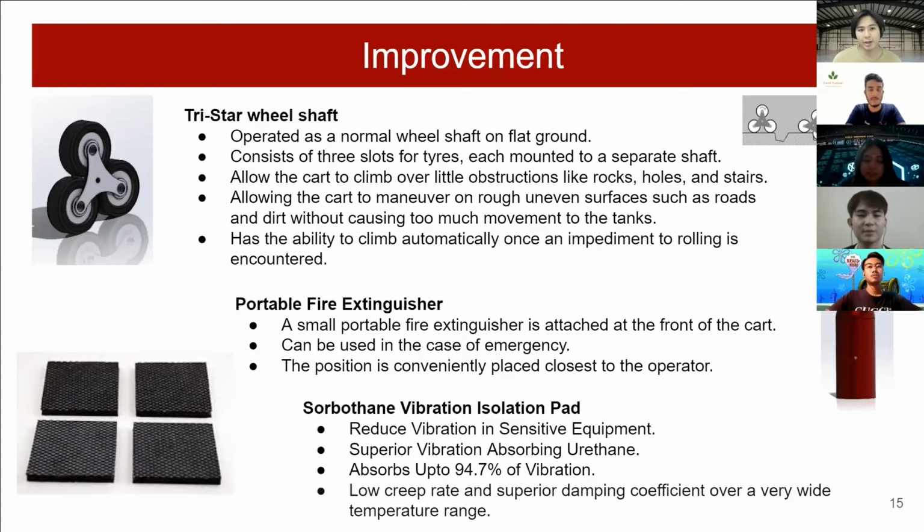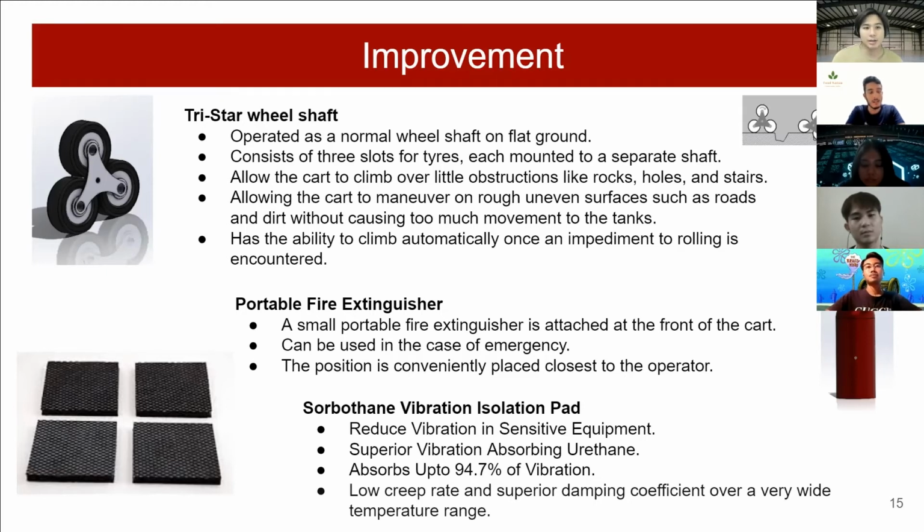The problem comes when the car is traveling from one hangar to another, which involves rough terrain such as the road, the tar, or even dirt and grass. As I said, it allows the car to climb over little obstructions like rocks, rolls, and stairs. It also allows the car to maneuver on rough, uneven surfaces.